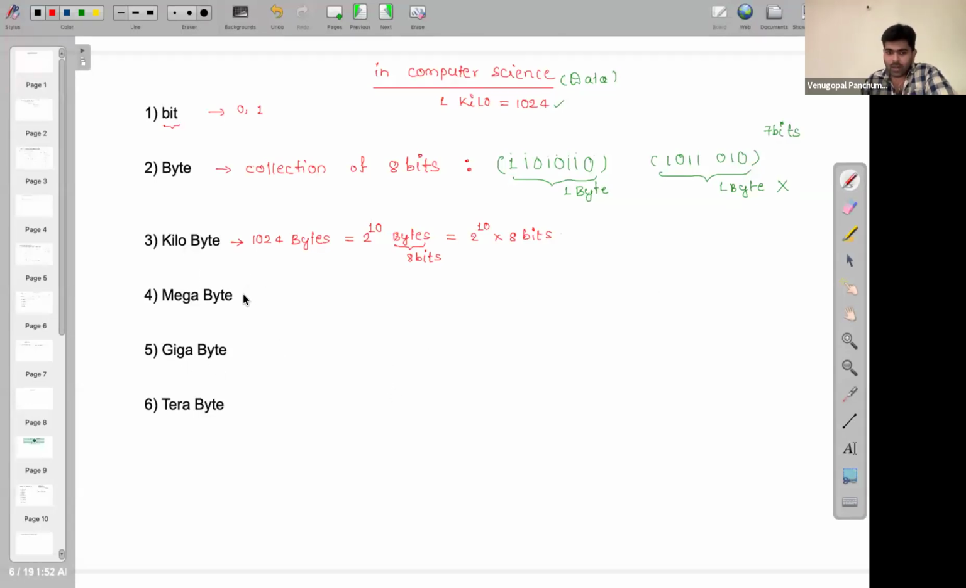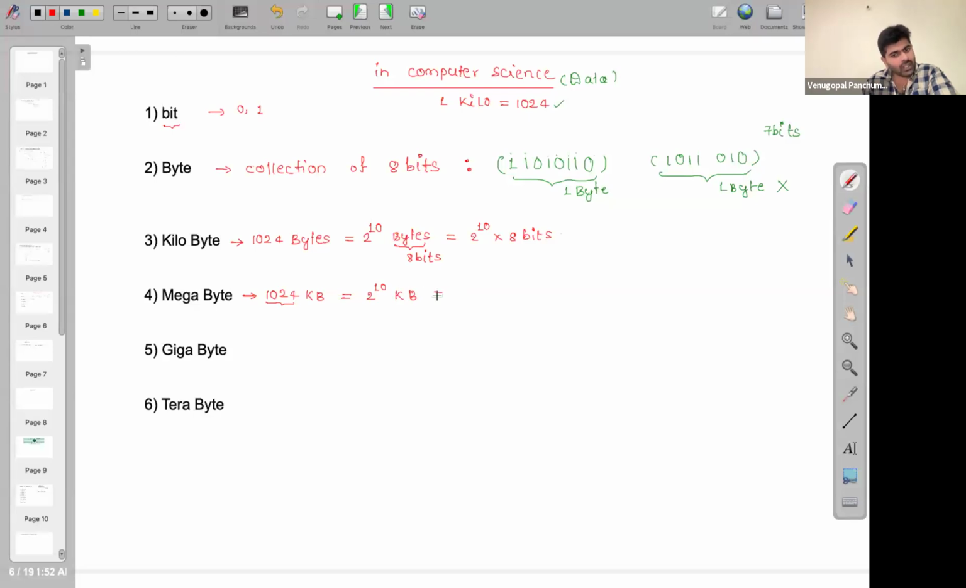Next, let's talk about 1 megabyte. 1 megabyte is nothing but 1024 kilobytes. You just need to add 1024 before. Now, 1024 is nothing but 2 power 10, so this is 2 power 10 KB.